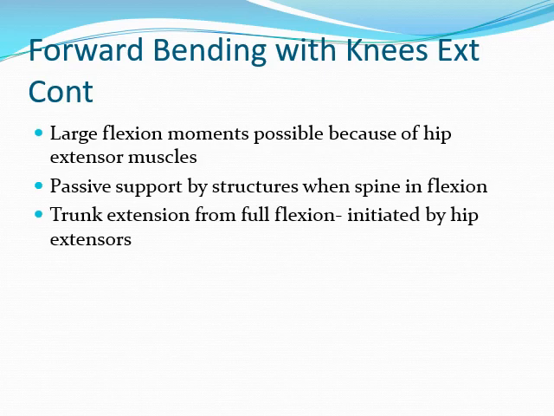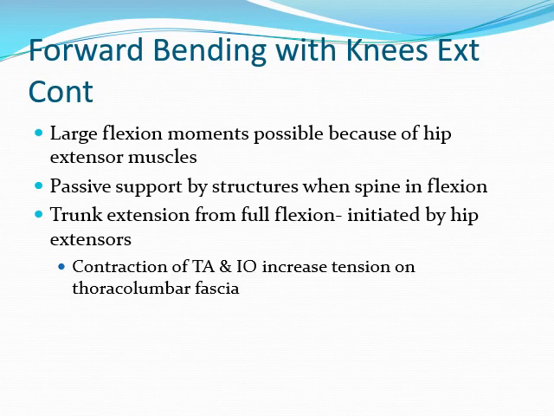So for trunk extension from full flexion, we would like that activity to be initiated by the hip extensors. If the hip extensors do that, it actually puts less stress on the spine. Part of the reason is you'll get contraction of the transverse abdominis and internal oblique to increase tension on the thoracolumbar fascia. That'll help in stabilizing, and it allows you to get what's called an abdominal brace. An abdominal brace is basically your anatomical weight belt, if you will, that helps and assists in stabilizing the spine.